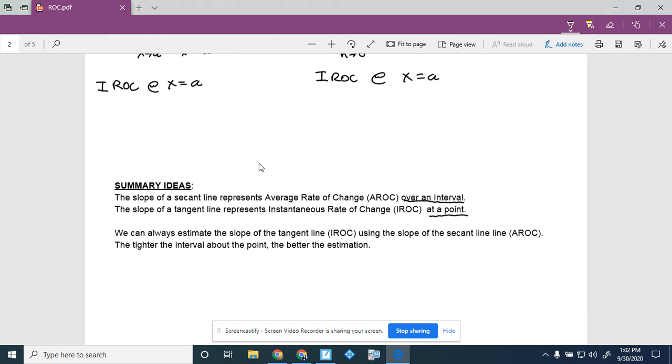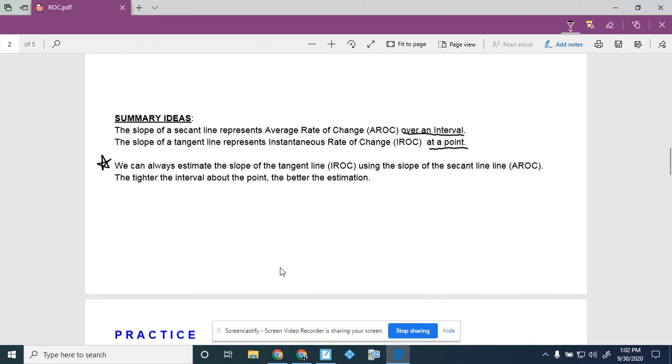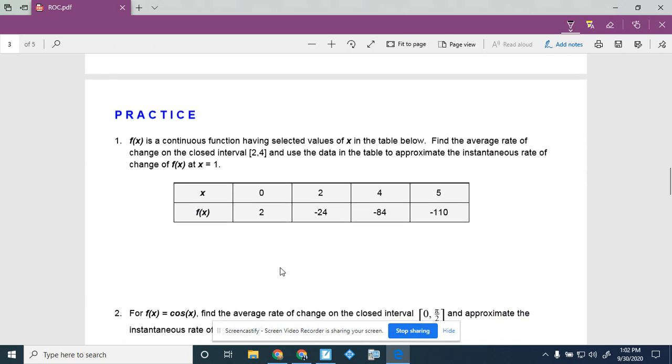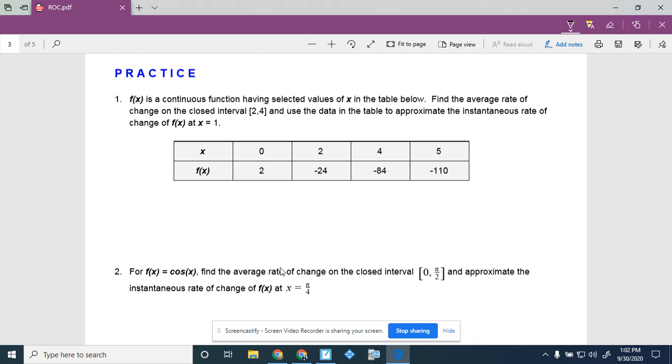So now this is kind of important here as well. It says we can always estimate the slope of the tangent line, the instantaneous rate of change, using the slope of the secant line, or the average rate of change. And the tighter that you make that interval about the point, the better the estimation will be, okay? All right, so that's instantaneous versus average rate of change. Next video, I'll actually go ahead and start these problems right here.